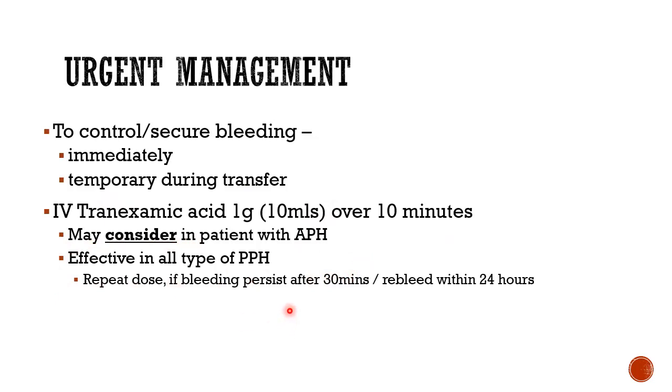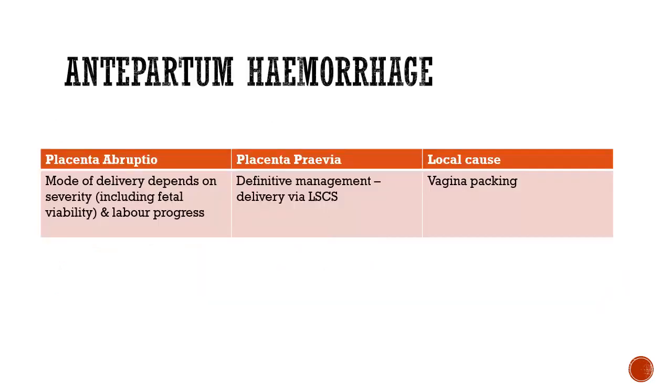Okay, if they still bleed after 30 minutes, you can give a second dose, or if they bleed again within the 24 hours, you can give the second dose. So for antepartum hemorrhage, how are you going to stop the bleeding? For placental abruption, it is delivery. The mode of delivery will depend on the severity, the fetal viability, and also the labor progress.